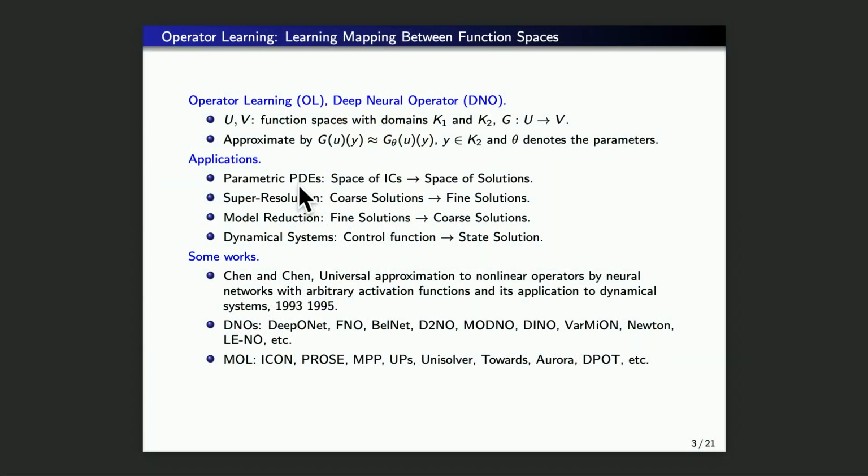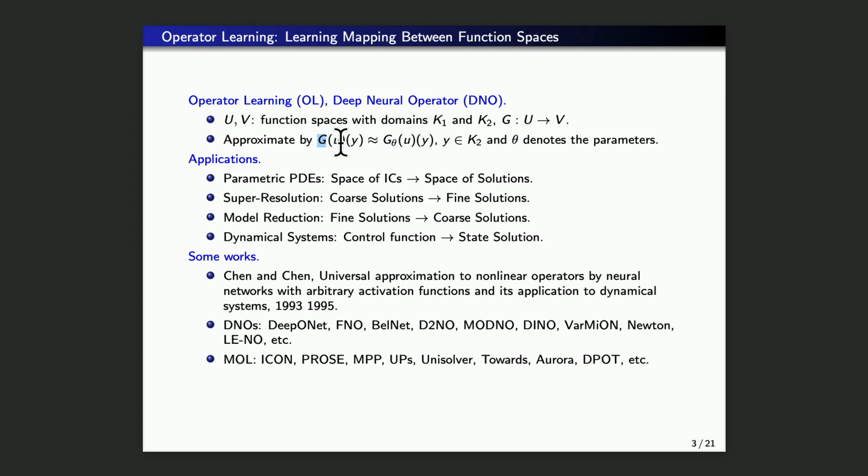So for operator learning, the idea is just to use a neural network to approximate an operator, and the operator is just a mapping between two function spaces. I will use G in the talk to denote the operator, and U we usually call the input function space, and V is the output function space. So the goal for operator learning is to construct a neural network parameterized by theta, where theta is the learnable parameters, to approximate G.